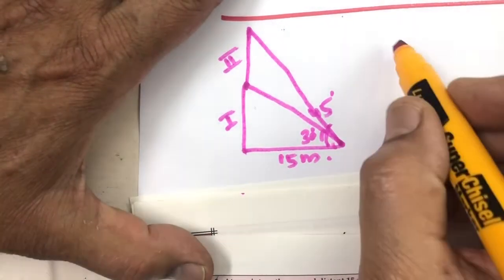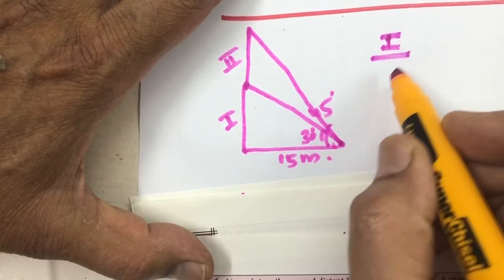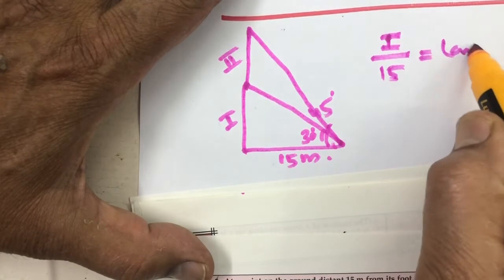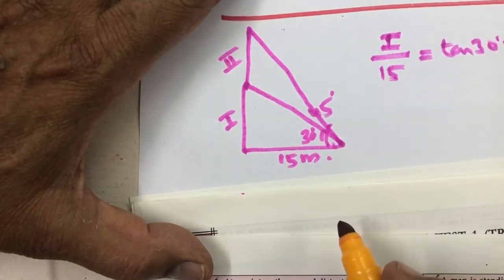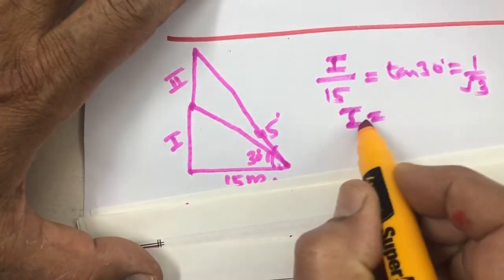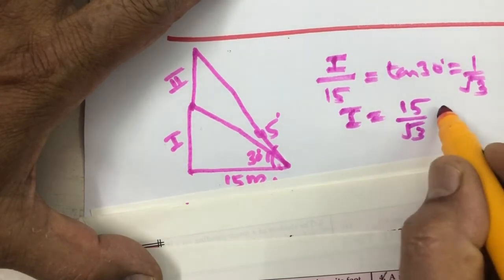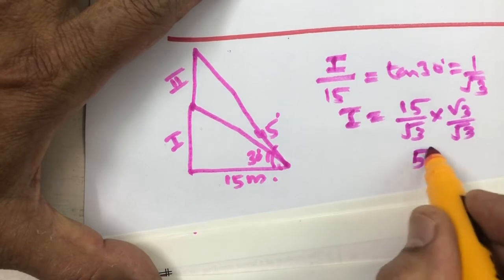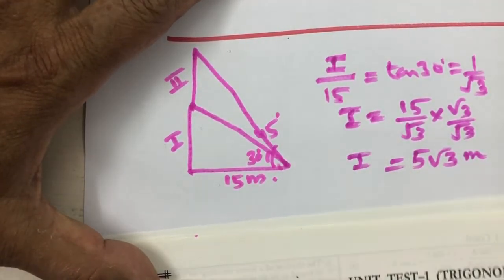First story divided by 15 meters equals tan 30, and tan 30 you know is 1 by root 3. So first story equals 15 divided by root 3. Rationalize it. You get 5 root 3 meters as the height of the first story.